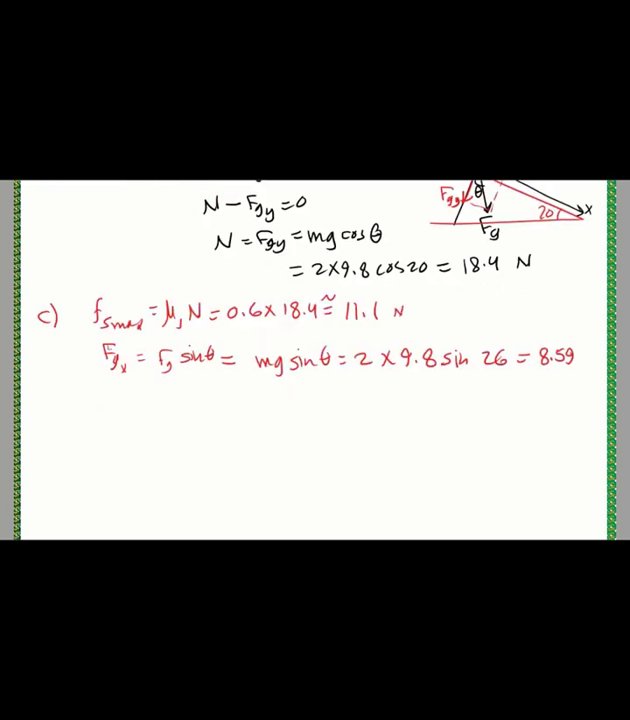Check. Okay, now Fgx is smaller than Fs maximum, so no motion because the threshold to start motion is not reached.